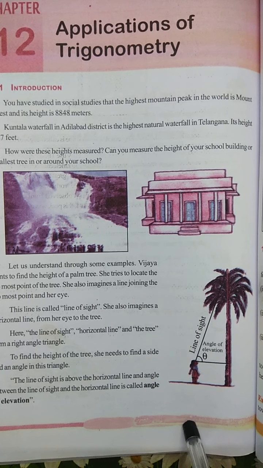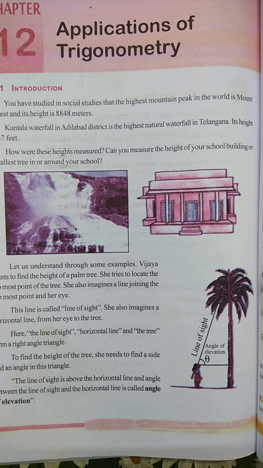Now where you are standing, in front of you, you observe whether there is any building or any tree or any kite flying in the sky. You look up and think where your line of sight is, and the angle between the horizontal and your line of sight will give you the angle of elevation. So this is the concept of angle of elevation.